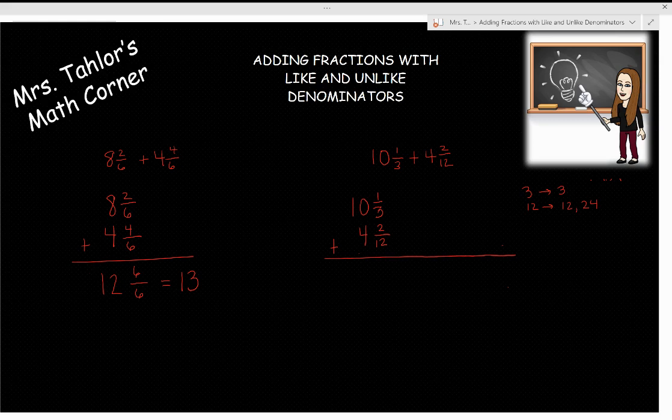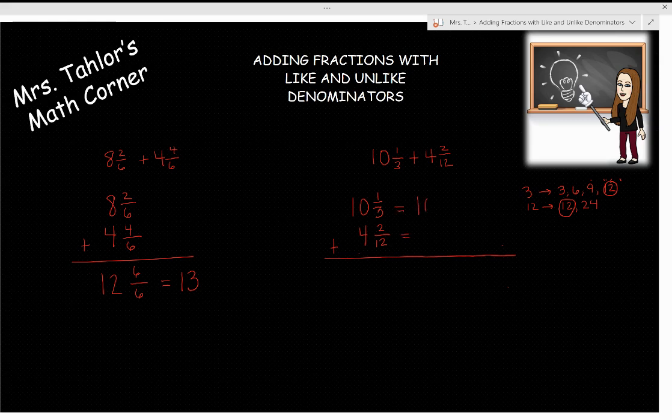3 times 1 is 3. 3 times 2 is 6. 3 times 3 is 9. 3 times 4 is 12. I don't need to go any further because I can see clearly that the least common multiple between 3 and 12 is 12. So I'm going to come back to my expression.